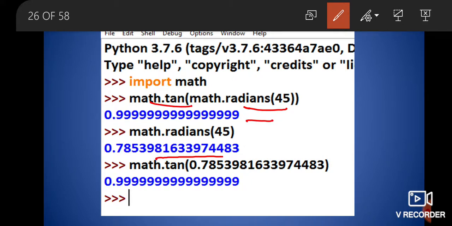Here I have shown you what is the equivalent radians of 45 degrees. And then I have passed this result in the tan function and I got the same result as I got here. So instead of doing it in 2 steps, you can do it in a single step.